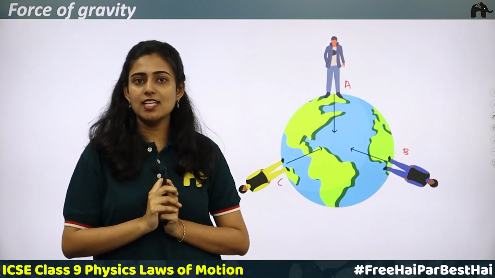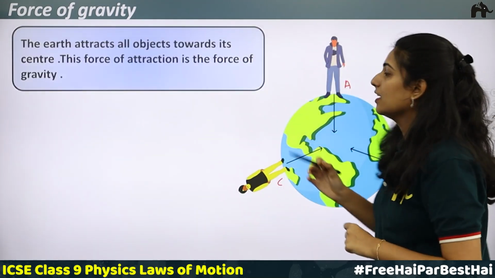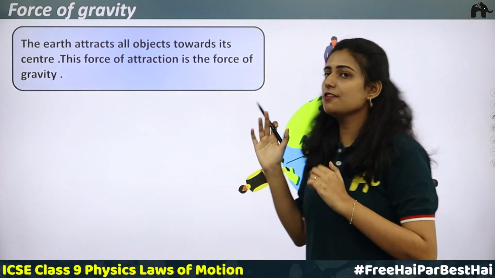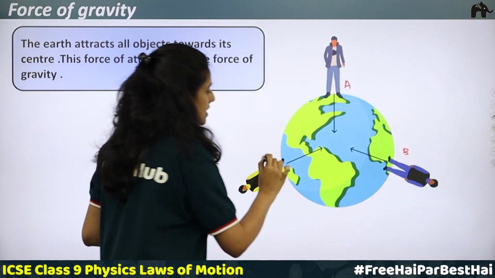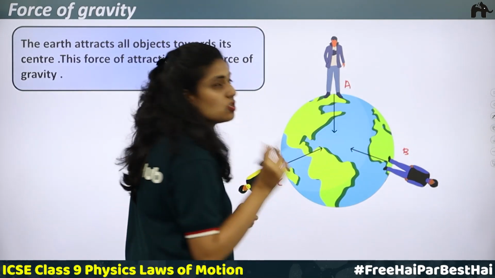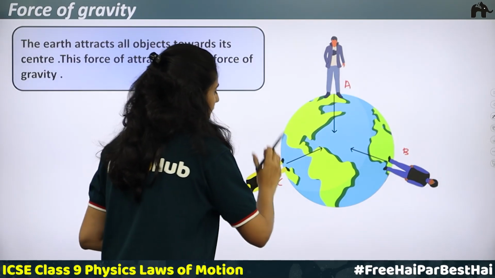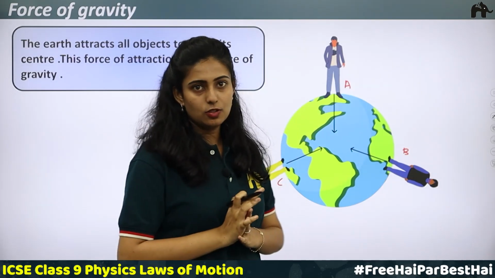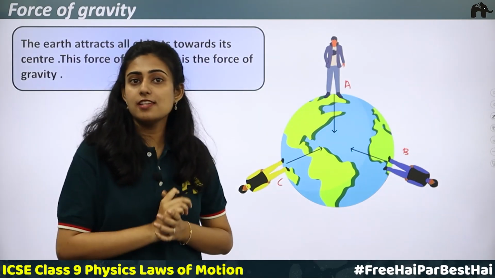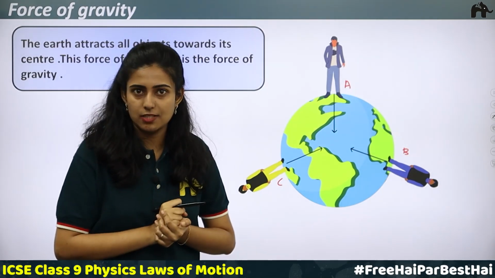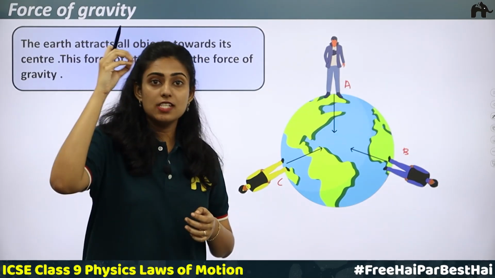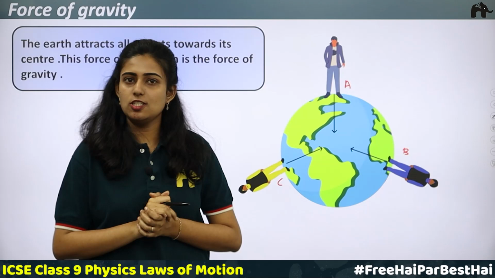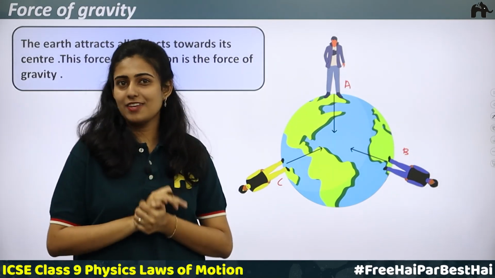So what is force of gravity? The earth attracts all objects towards its center. This force of attraction is the force of gravity. Force of gravity is attracting all these bodies towards the center, and they are able to maintain their position because of the force of gravity which is acting towards the center. Why is a ball falling down? A ball falls down because the earth pulls it. There is a force of gravity. The velocity of the ball increases from 0 to a value because there is force of gravity. This force helps the velocity to increase. So, got a brief idea about what force of gravity is?